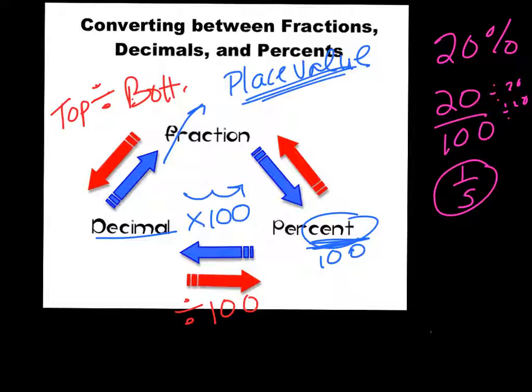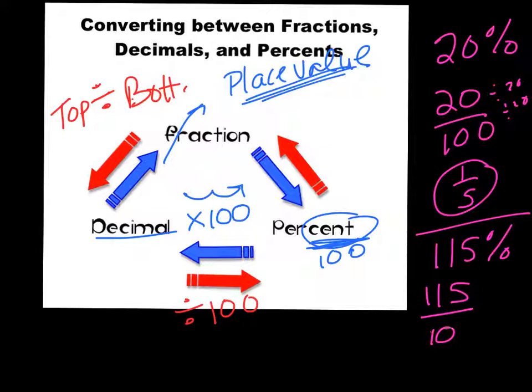If I had a percent such as 115%, well, it's still 115 out of 100, and notice that's going to be a mixed number. So that would be 1 and 15/100ths. And then I would still need to go through and simplify that. Okay, so percent to a fraction, it's out of 100. And then simplify.